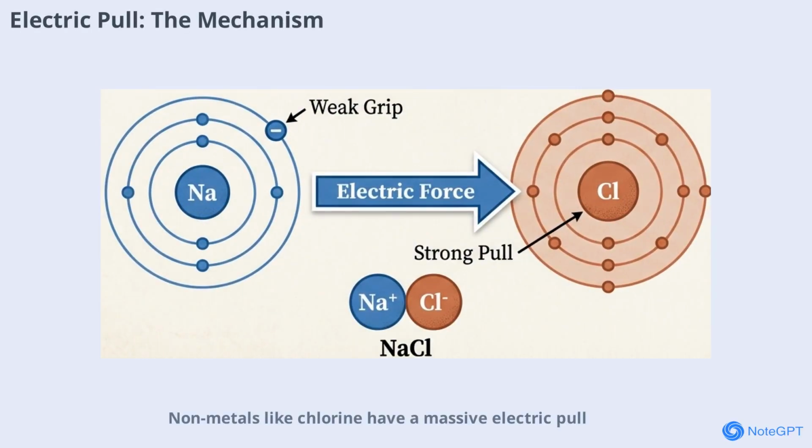Nonmetals like chlorine have a massive electric pull, allowing them to rip loosely held electrons from metals like sodium. This transfer creates ions, which then bond together to form compounds like table salt. The electric force is the invisible hand guiding all chemical reactions.